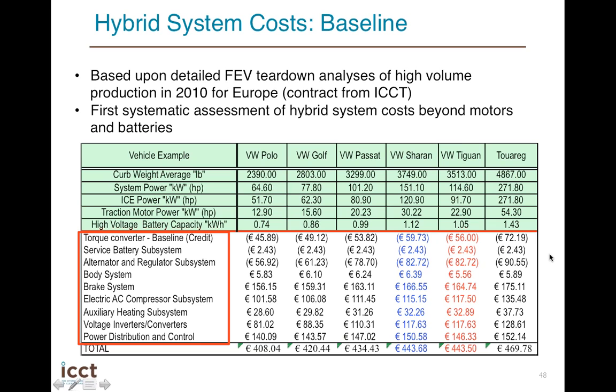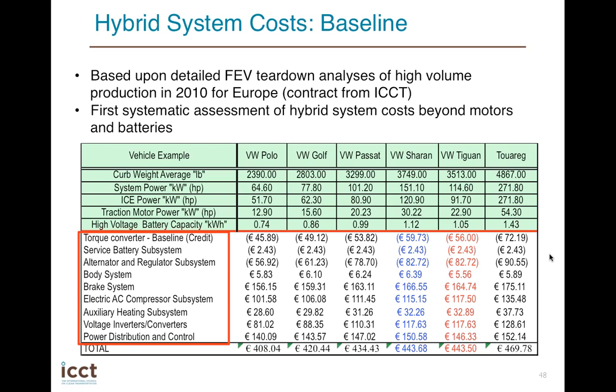So fortunately, just before this project was complete, FEV did a teardown assessment of all these components. The nice thing about it is that we know that they captured all the components. And this is the first time that I'm aware of that anyone has been able to do a study that captured all the components. So we used these results.